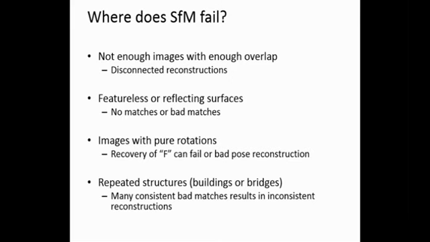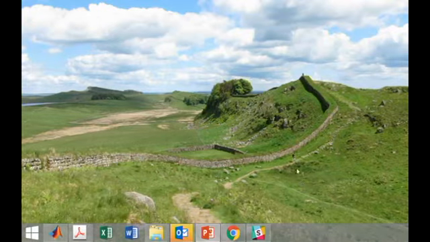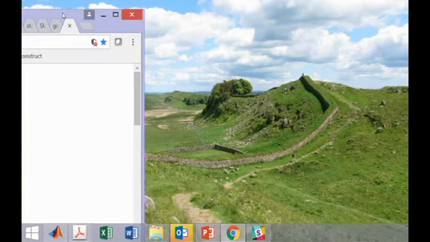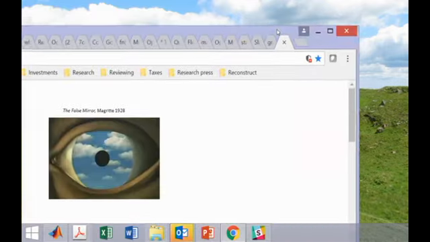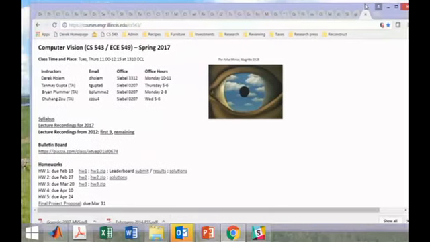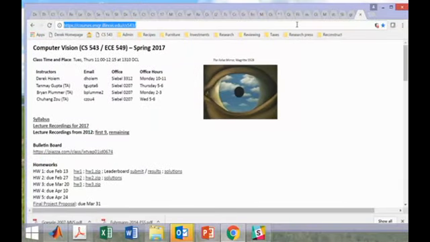So, any questions about incremental structure from motion? Yes? For the case you just mentioned, where there's repeated structure, are there any good methods to handle that? Yeah, Noah Snavely and Kyle Wilson have a paper on disambiguating structure from motion that I haven't tested yet, but it seems like a reasonable idea.